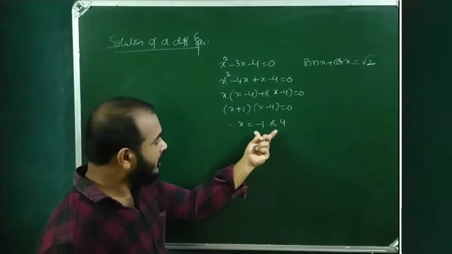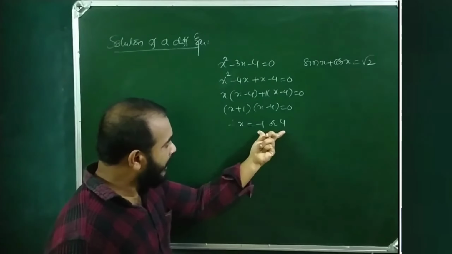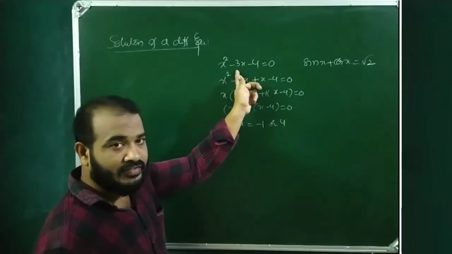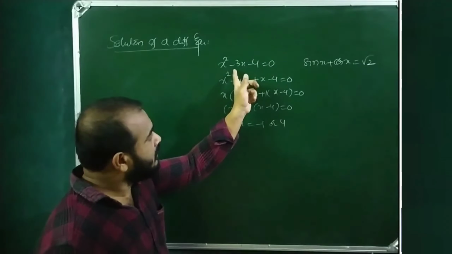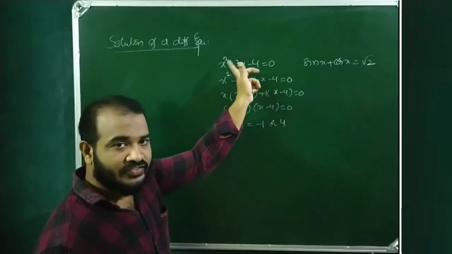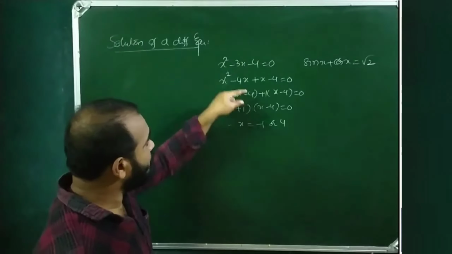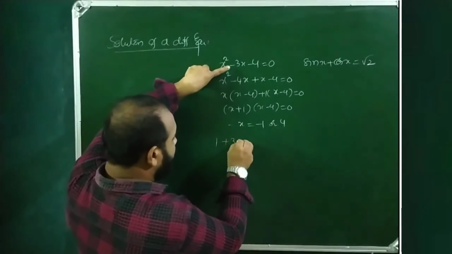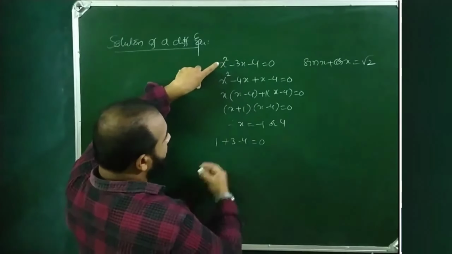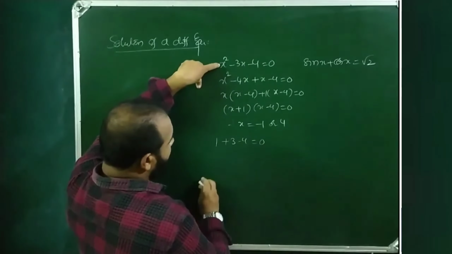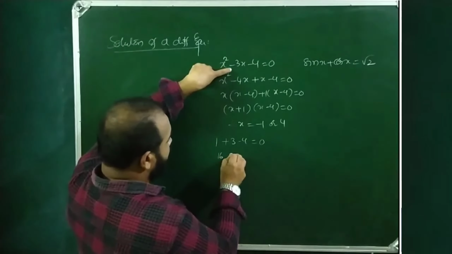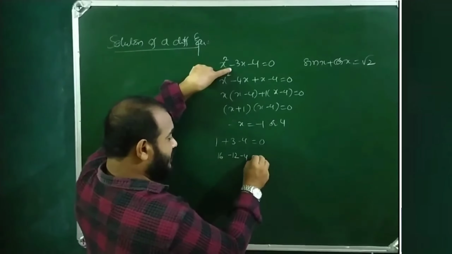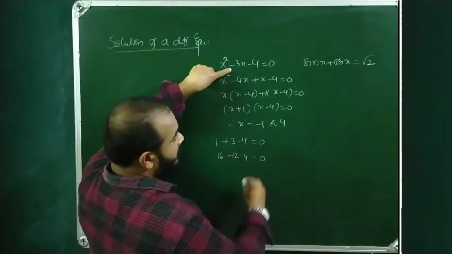Why? Because when we substitute these numbers back in the given equation, then this will satisfy. LHS is equals to RHS. So, for example, minus 1, if you substitute here, 1 minus of minus plus 3 minus 4 is equals to 0. So, 4 when we substitute back in this, 4 square 16, minus 3 4s are 12, minus 4. So, 16 minus 16 is equals to 0.